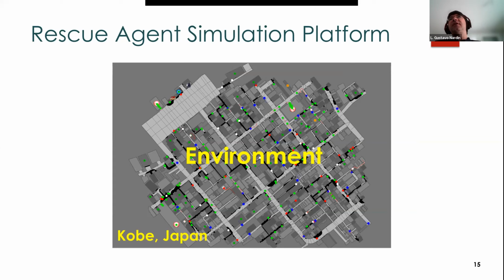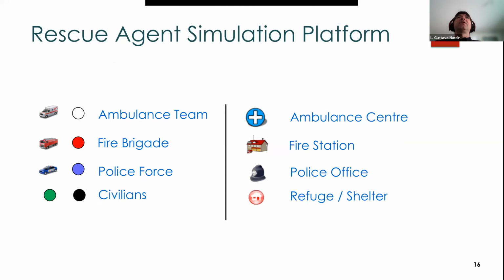And these colored dots are, as we will see in the next slide, different types of agents. We have 4 different types of agents. We have rescue agents, which perform activities to rescue civilians. So we have the ambulance team, which represents an ambulance, and it's responsible for unburying the civilian and transporting the civilian to the hospital, which we call here a refuge or shelter.